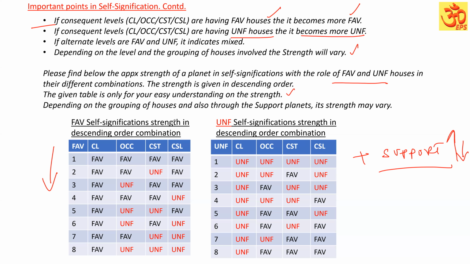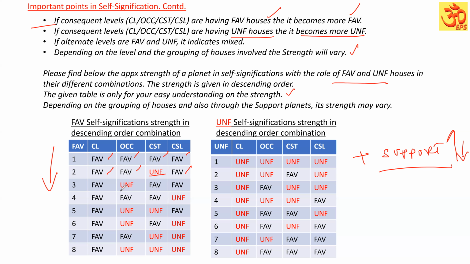Favorable self-signification strength in descending order of combination. It means I have given approximately 1 to 8 combinations for a favorable planet. Suppose the cuspal lord is favorable, and OCC, CST, CSL are all favorable. It is going to be the number one favorable significator. If CL is favorable, OCC is favorable, CST is unfavorable, and CSL is favorable, then out of the 4, 1 is unfavorable. That is CST. That comes under the second rank.